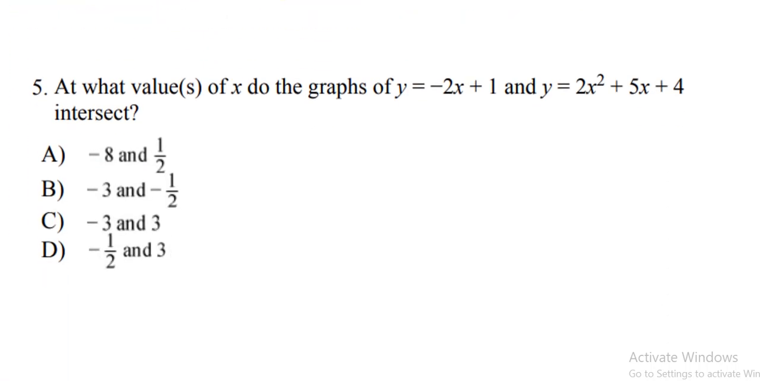What is the question? At what values of x do the graphs of y equals minus 2x plus 1 and y equals 2x squared plus 5x plus 4 intersect? How to solve it? Set the y values equal to each other, and then let's solve. Both equations equal y, so equate the two expressions: minus 2x plus 1 equals 2x squared plus 5x plus 4, since both are values of y.